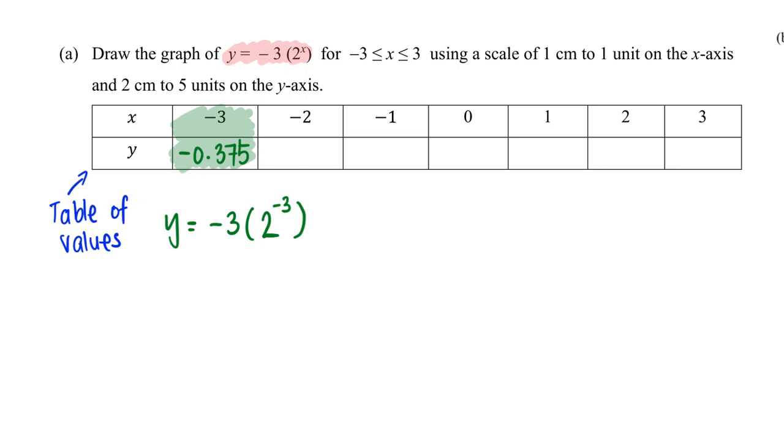And so the next number that I'm going to demonstrate, before I just list out the numbers, will be y equals negative 3 times 2 to the power of x. Now my x is negative 2.